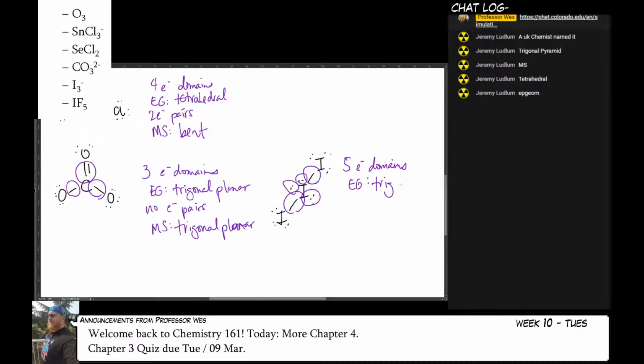So that's trigonal bipyramidal. Oops, that's not an I, that's an R. Of those 5, 3 are electron pairs. And so the molecular shape is linear.